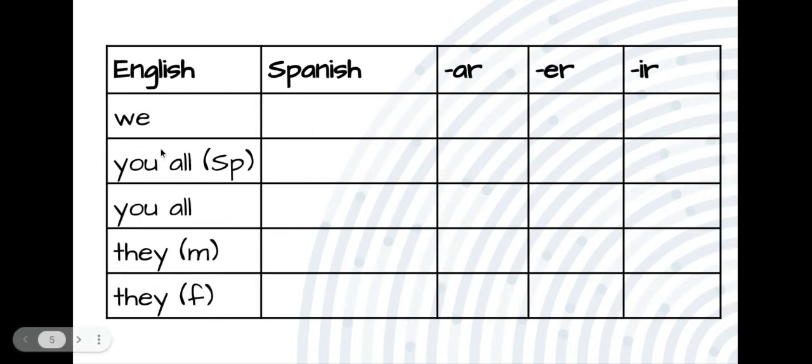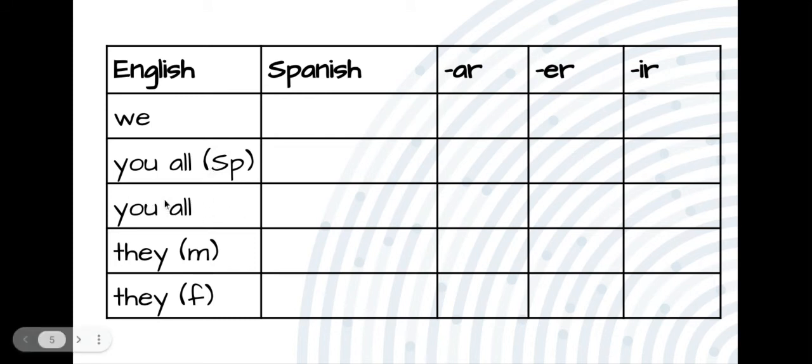And here are plural subject pronouns. When a subject pronoun is plural, that just means that it's talking about more than one person. Again, we have two you-alls here. This is SP, that stands for Spain. You-all in Spain is an informal version, so you would use it if you're talking to a group of friends, like saying, hey, y'all, let's do this, or hey, you guys are awesome. That's when you would use this, but only in Spain.